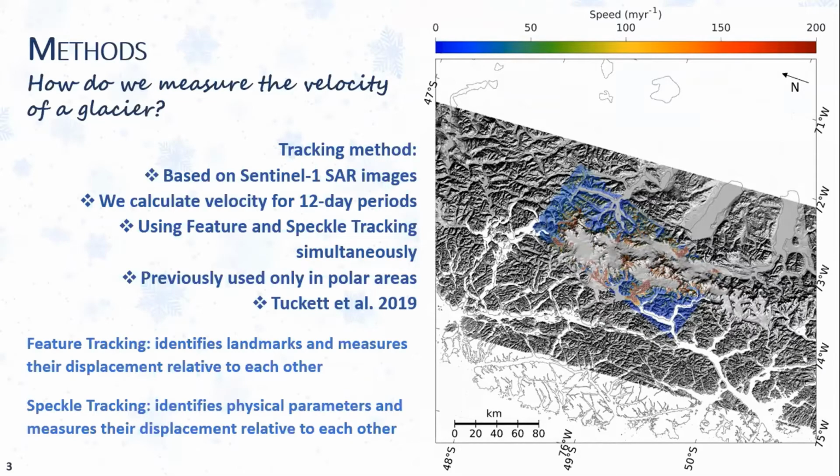And the speciality of this method is that it uses feature and speckle tracking at the same time. Feature and speckle tracking make a cross correlation between two satellite images. The difference is that feature tracking identifies landmarks, objects on the field like glacier crevasses or some sediment on the surface, and measures these points' displacement relative to each other. But speckle tracking can identify physical parameters like the water content in the ice and measure these points' displacement relative to each other.